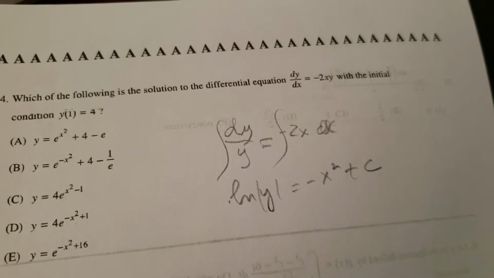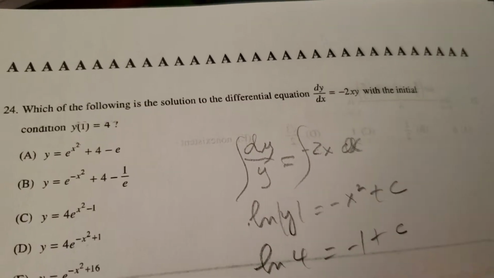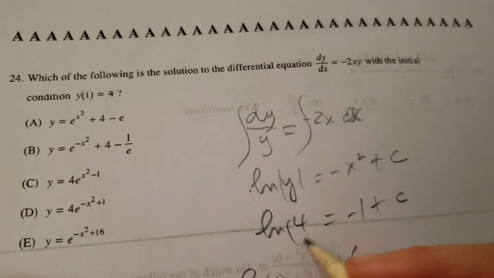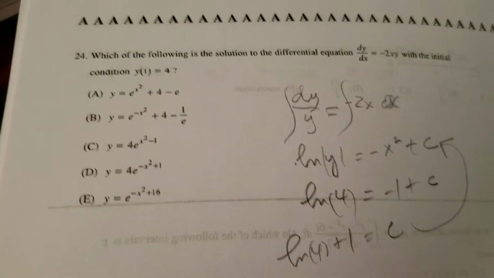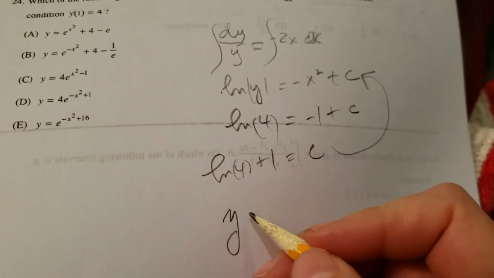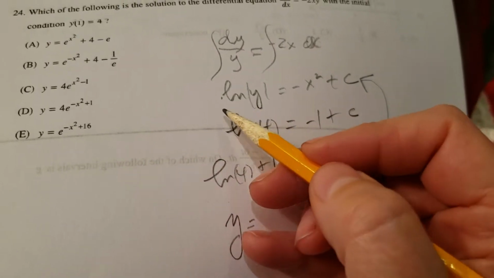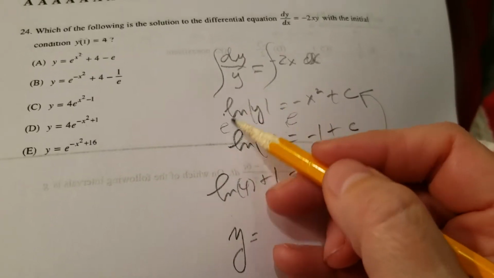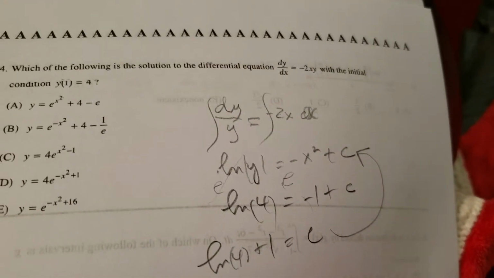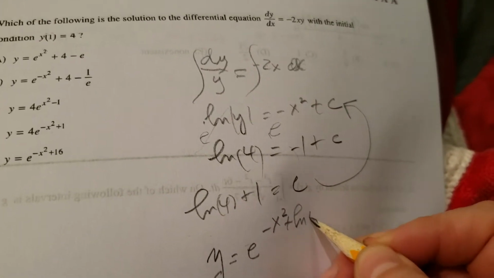Okay, so we plug in 1, 4. So c equals ln of 4 plus 1. And now we plug it back into here because we need the y equals. So we get y. If I take e to both sides, to get rid of the ln, to cancel it out, we get y is equal to e to the negative x squared plus c, which is ln of 4 plus 1.